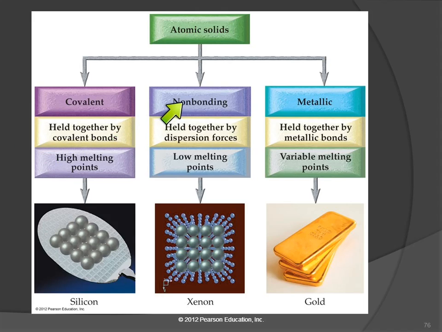You can have non-bonding atomic solids, and these are things like xenon. These are held together only by dispersion forces. Dispersion forces are very weak, and so these are going to have very low melting points. Some things like helium, they list the melting point of helium as I think like 2 Kelvin. You actually can't get solid helium to form at atmospheric pressure. You have to increase the pressure to 25 atmospheres at almost 0 Kelvin to get it to freeze.